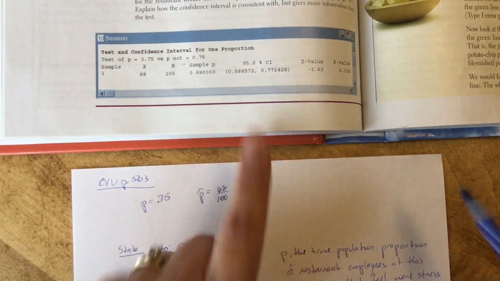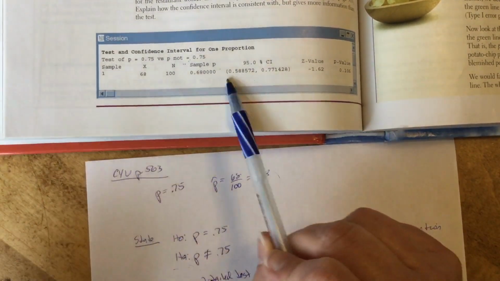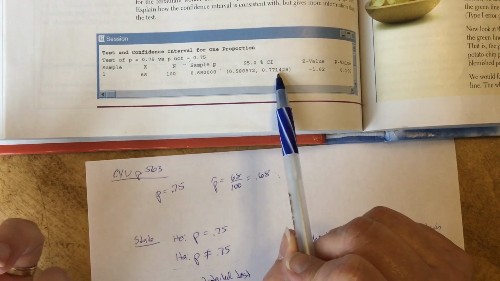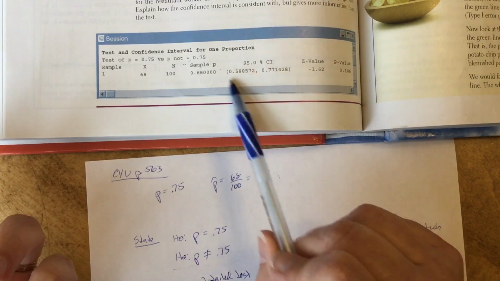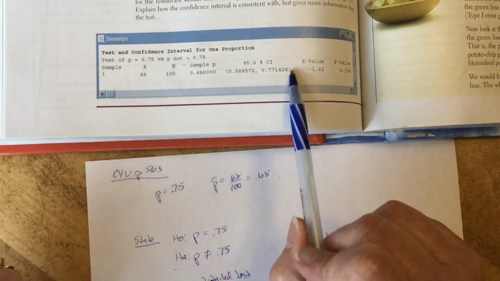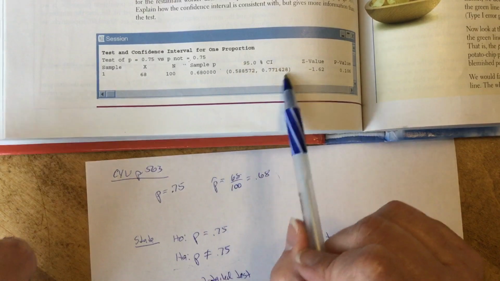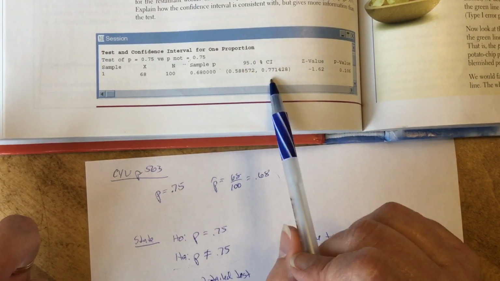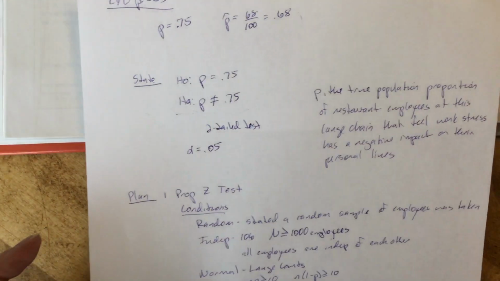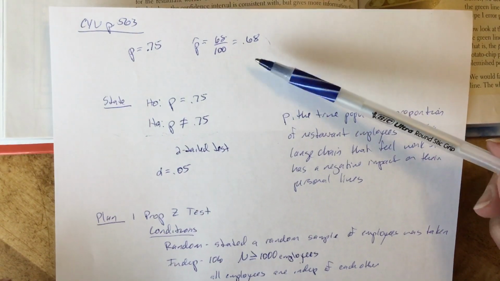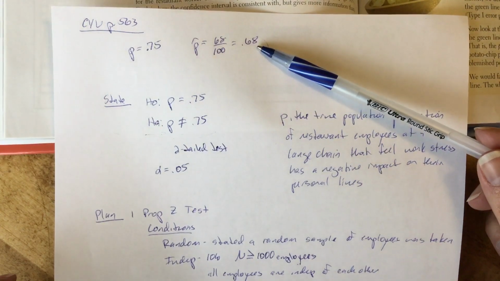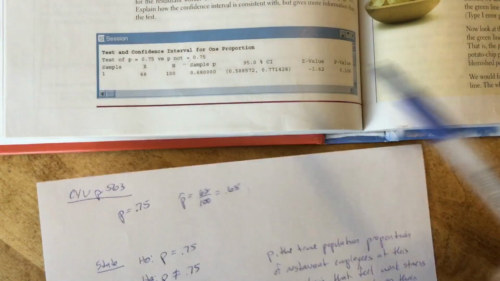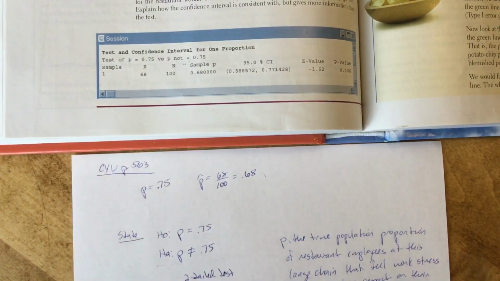But what's nice about the confidence interval is it actually gives you some possible values. It can be anywhere from about 58, 59% to about 77%. So this is kind of nice. It kind of gives us a better idea of what proportion of employees feel that work stress impacts their personal life, okay? Where this one is really just comparing a single sample to the status quo, to what is believed to be true, okay? So this does give us a little more information, okay?